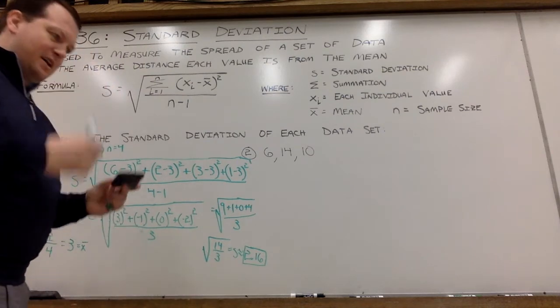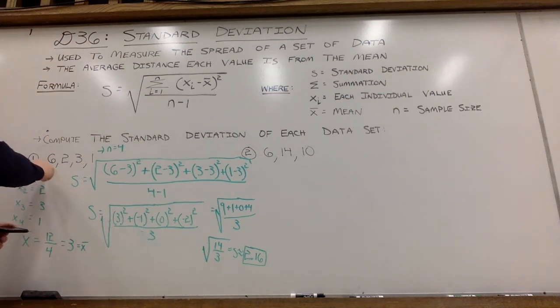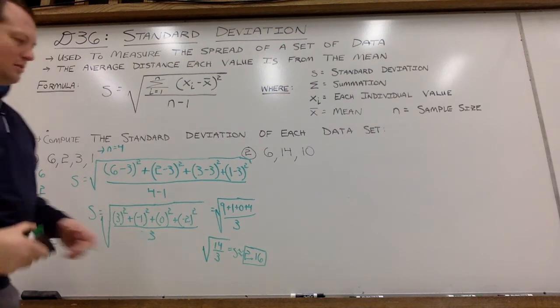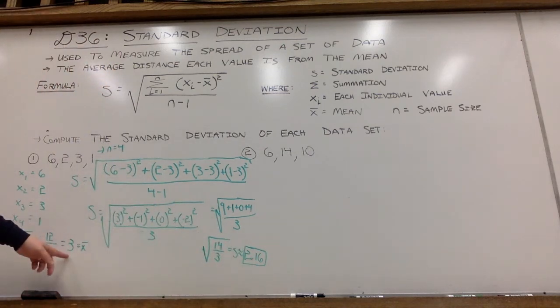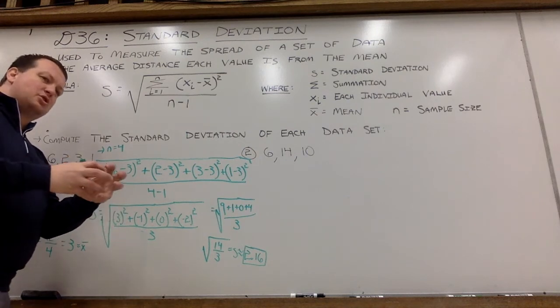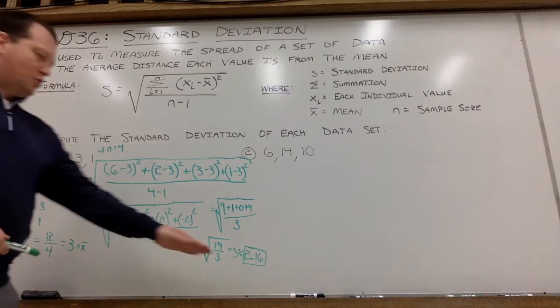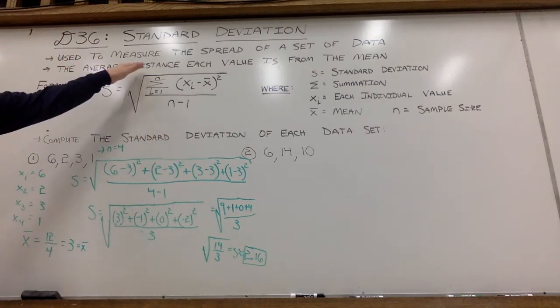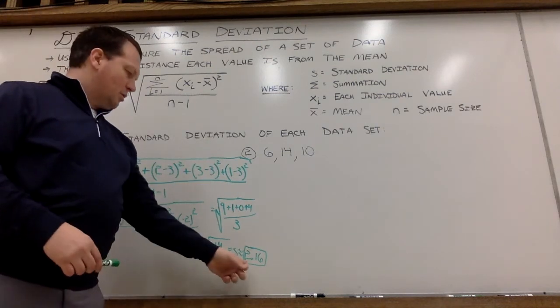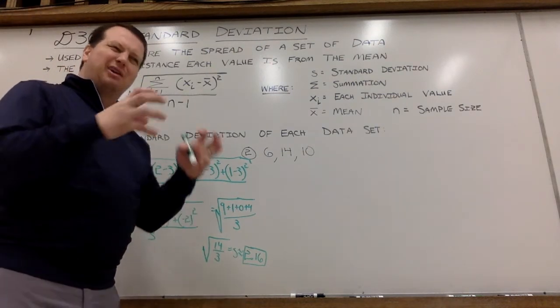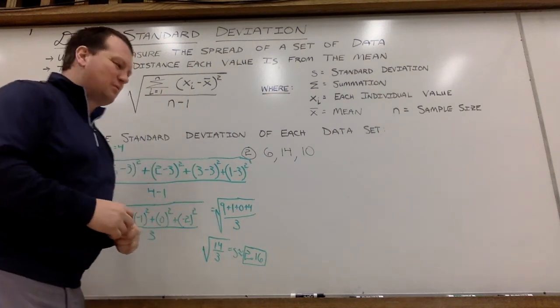So that tells me that on average, each individual value, 6, 2, 3, and 1, is about 2.16 units away from the mean of 3. Some values are, like 6 is 3 units above, 2 is 1 unit below, so you have some that are less than 2 units away and some that happen to be more. So again, 2.16 is the average distance each value is away from the mean. So standard deviation of 2 means all numbers are hugged, pretty tight, close to the mean.